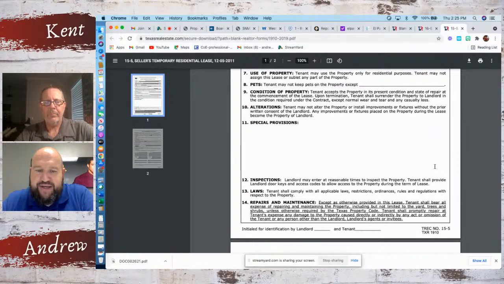Tenant shall promptly repair at tenant's expense any damage to the property caused directly or indirectly by any act or omission of the tenants or any person other than landlord, agents, or invitees. So the seller, even though you sold the home and are living there as a tenant, you have to fix any repairs that need to be done. So it's very important for you to understand. You sold it, you're acting as a tenant. If something breaks, you have to fix it prior to closing or prior to moving out.